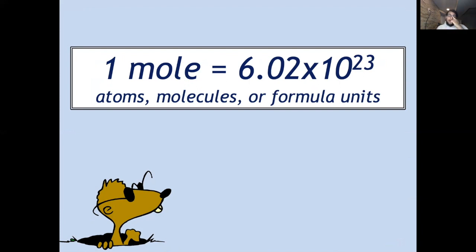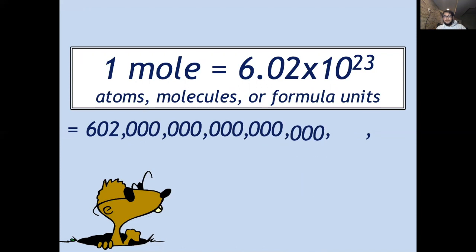If you know your exponents, you know that if you multiply 10 to the 23rd power by 6.02, you're going to get just about 23 zeros that push that decimal point all the way over to the right. So this is a humongous number. A mole is equal to 6.02 times 10 to the 23, about 602, and then you add 21 zeros after it. So just take a look at how enormous this number is.